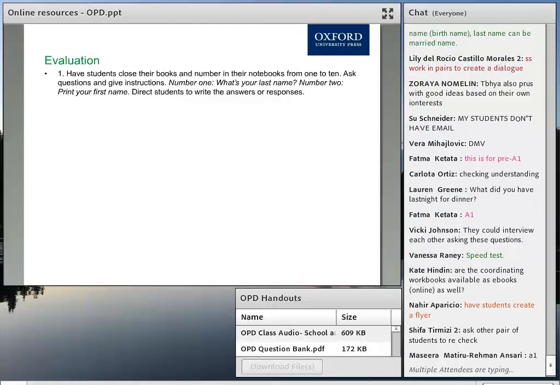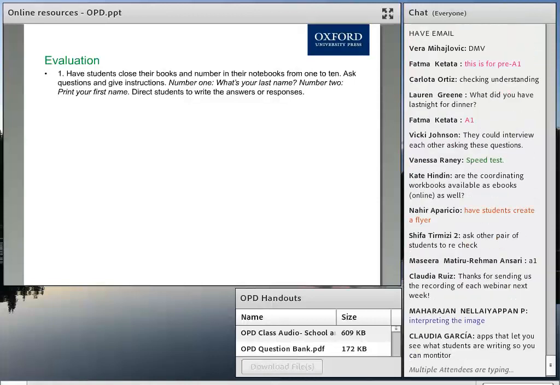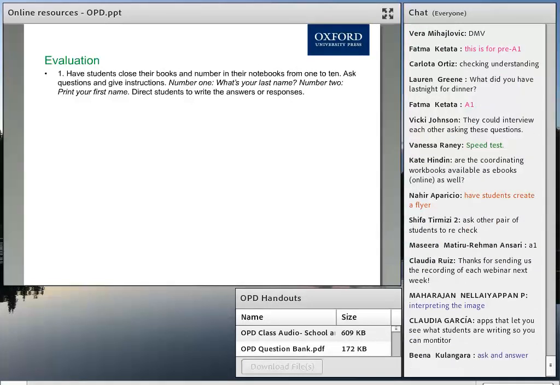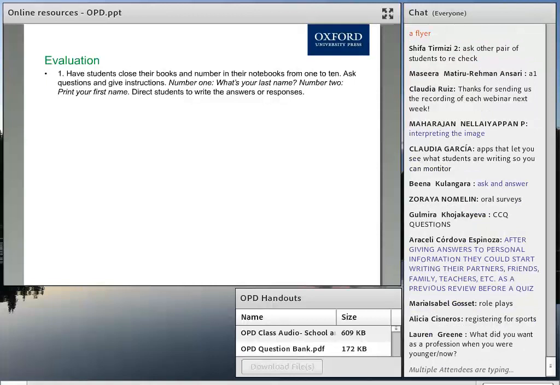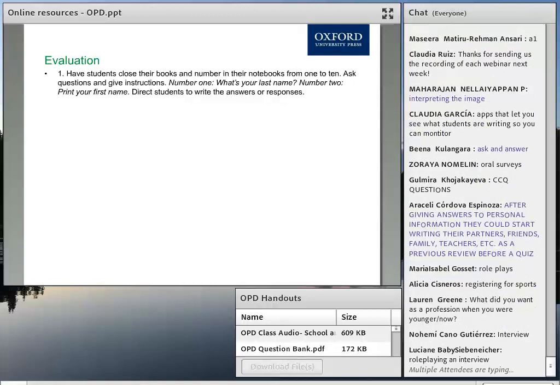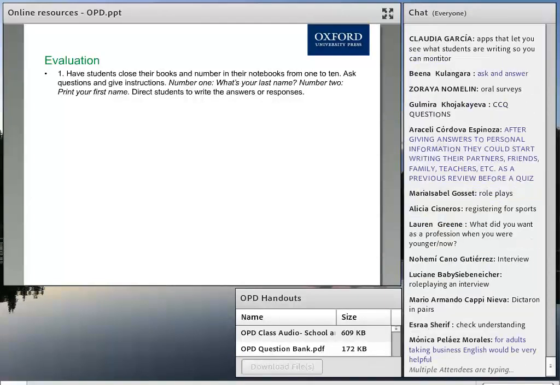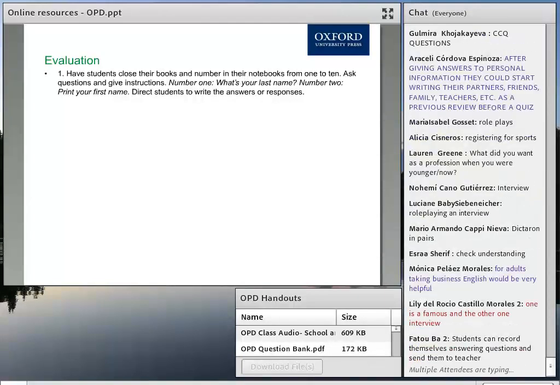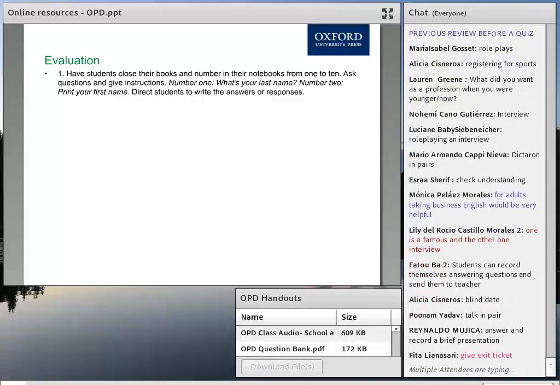So if you had the time and ability to actually use the evaluation piece to set up breakout rooms and have students interact in a conversation by asking these questions of each other, you'd be assessing more than just their ability to read and write and respond to personal information, but also their speaking ability, pronunciation, and that sort of thing. So that's a good idea. Yeah, they can also record themselves.